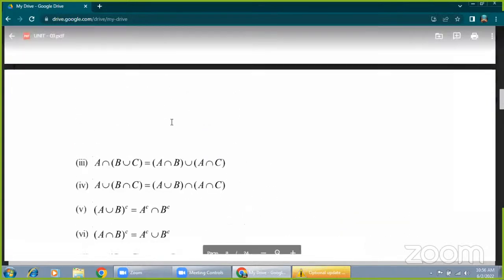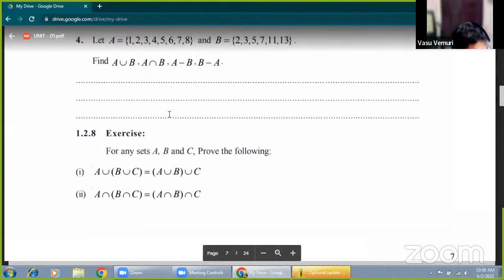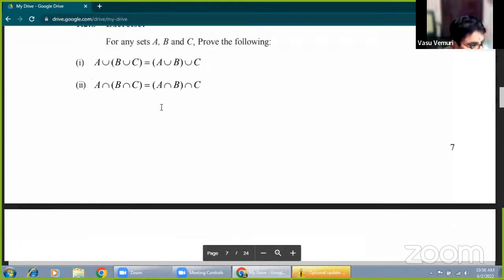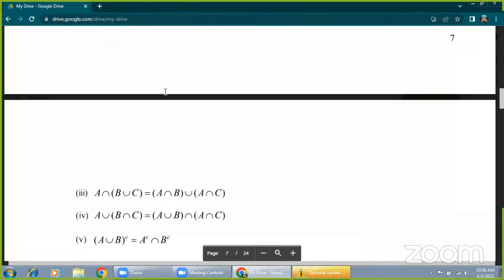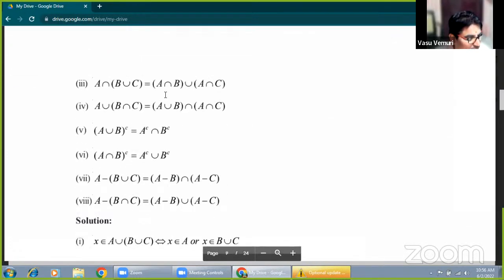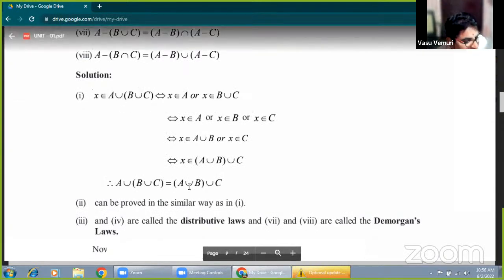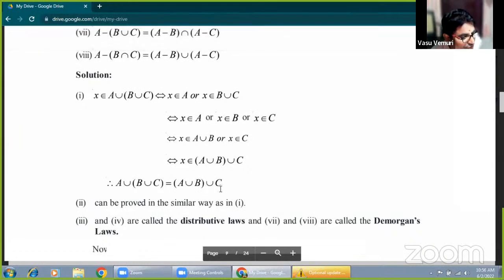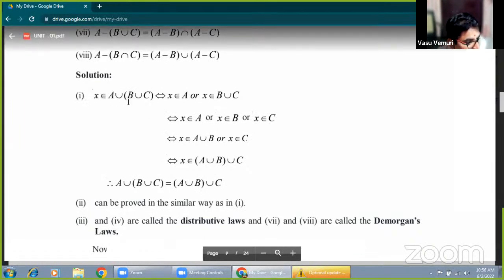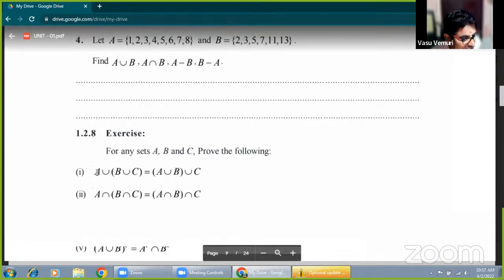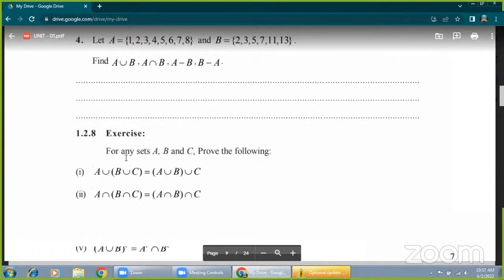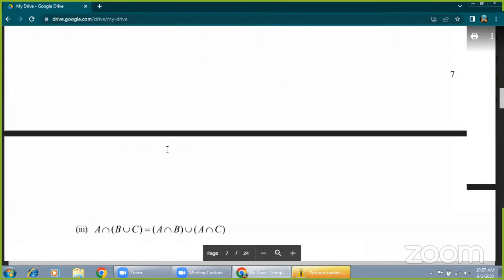Okay. Now, how to prove these formulas, the elementary proof? How to write the elementary proof? First of all, A union (B union C) equals (A union B) union C. How to write the elementary proof? Suppose on the left hand side, take the first one, A union (B union C). The entire expression is the LHS part.